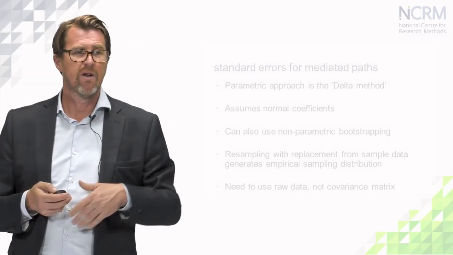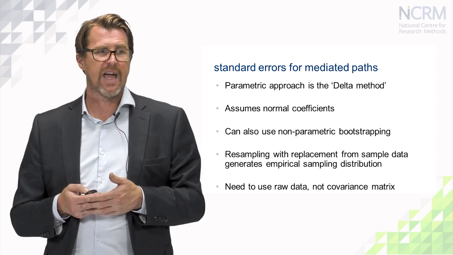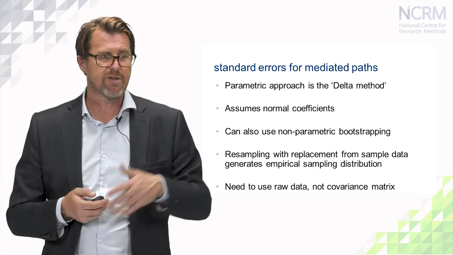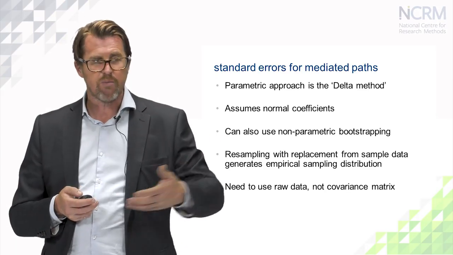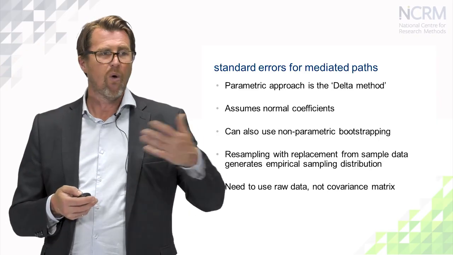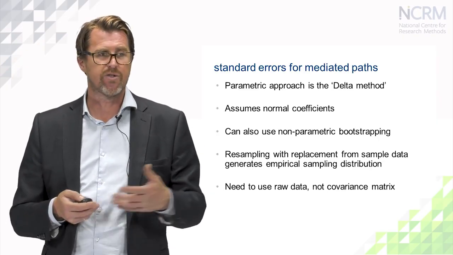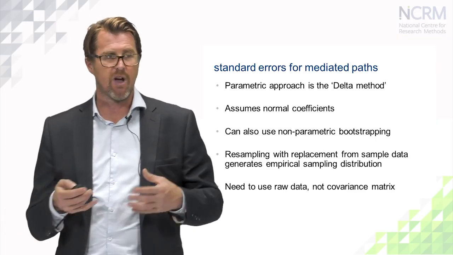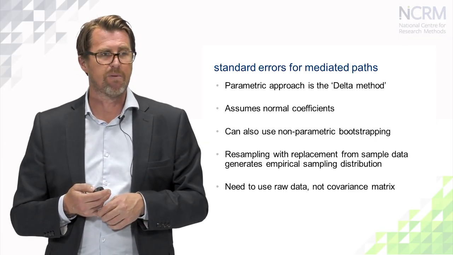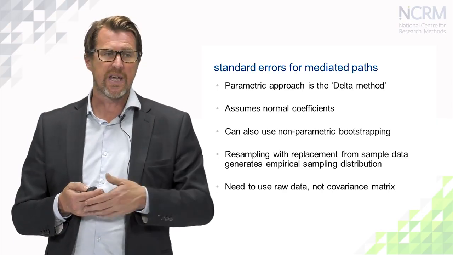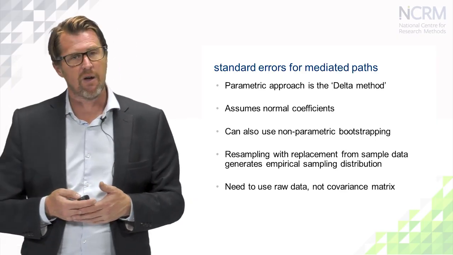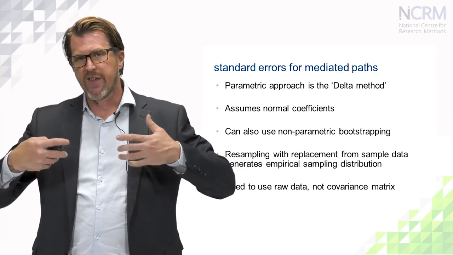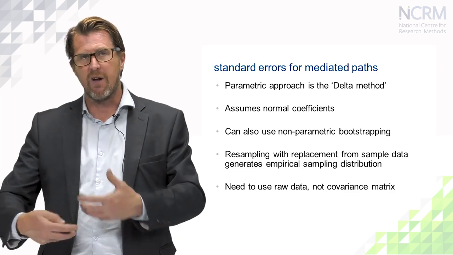And additionally, there are various ways of directly calculating the standard errors of those indirect paths. So we can either calculate the standard errors for these mediated paths using what's called the delta method, a parametric approach, which assumes multivariate normality, or more commonly now using non-parametric approaches like bootstrapping, resampling from the sample data to generate an empirical sampling distribution. If we do that, of course, we need to have the raw data rather than the covariance matrix. So the SEM framework is very convenient for doing this kind of modeling.